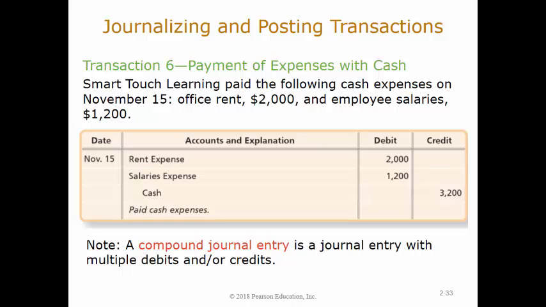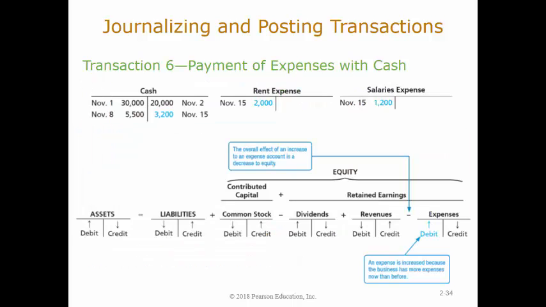A compound journal entry has more than two accounts, but the total dollar value of the debits must equal the total dollar value of the credits. In Transaction 6, the debits to the expense account increase the expenses and in turn decrease equity.